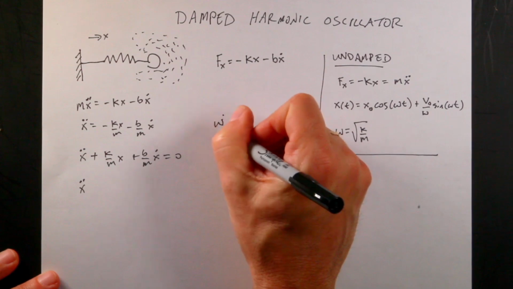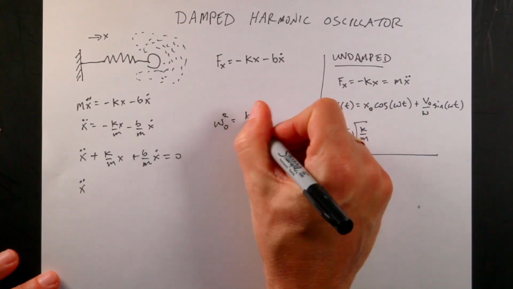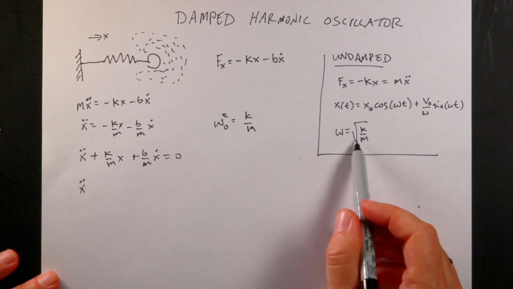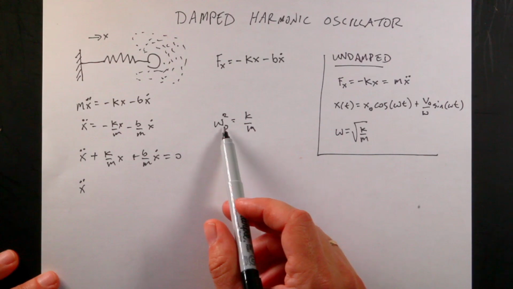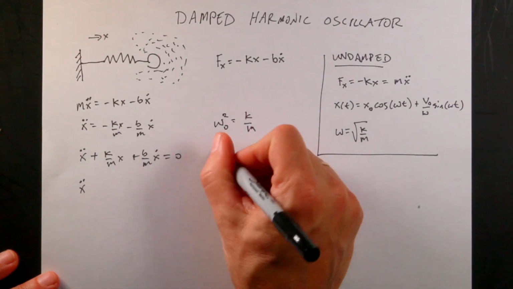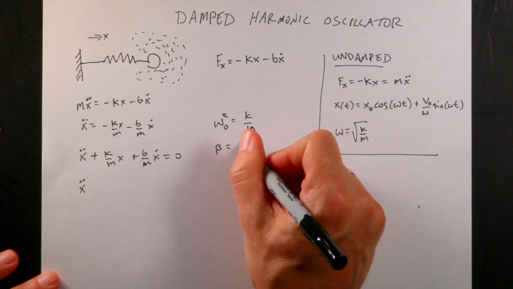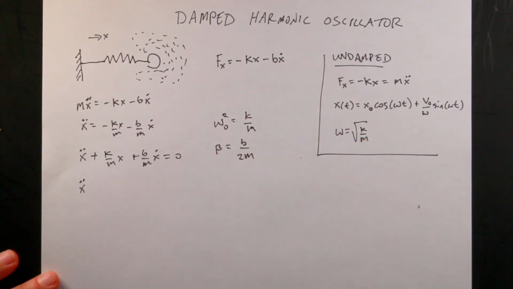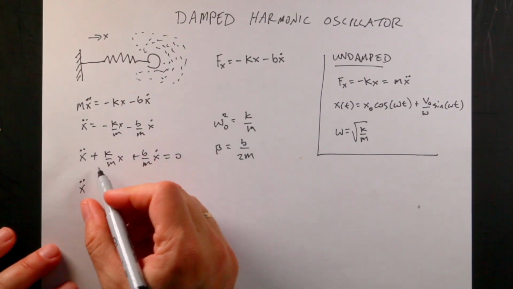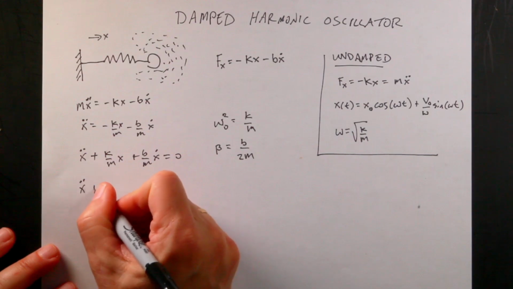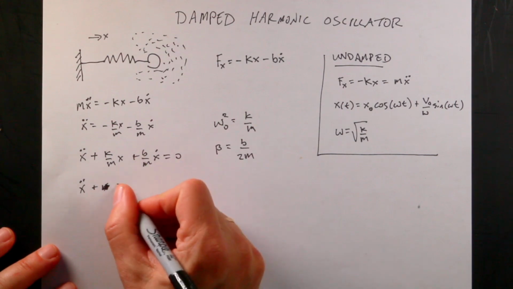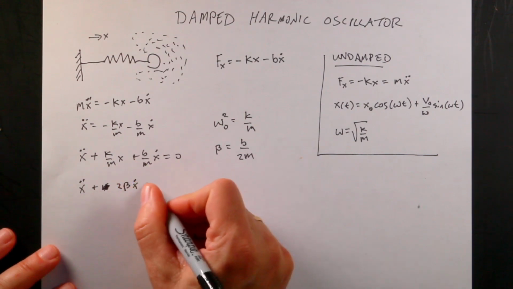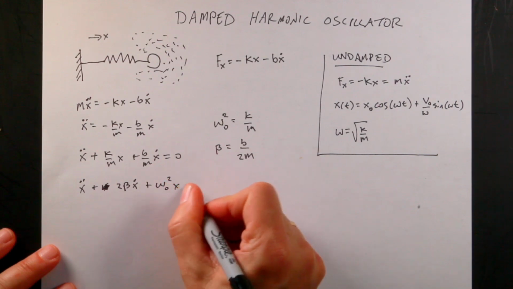So I'm going to say omega naught squared is k over m. It's right there. And that makes sense over here, right? That's the undamped frequency, omega naught squared, would be k over m. And then this, I'm going to say beta is some parameter. I'm going to call that b over 2m. And now that one's like, I don't know why you would do that until you do it. Okay, so if I make those substitutions, I get this. x double dot plus 2 beta x dot plus omega naught squared x equals 0.